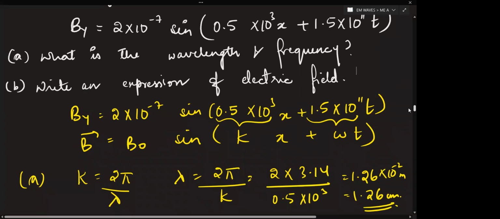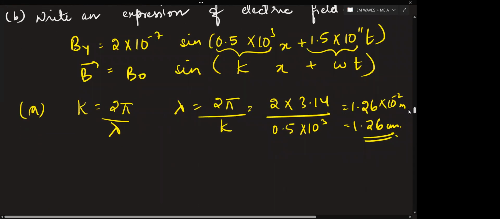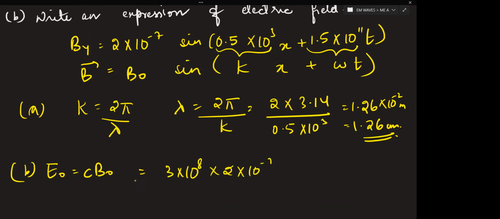Expression for electric field. See, if magnitude of magnetic field is given, we can easily find out the magnitude of electric field. Electric field will be what? c multiplied by B naught. So 3 into 10 to the power 8 multiplied by 2 into 10 to the power minus 7. This gives you 6 into 10, that is 60. So we can write the equation as E_y.